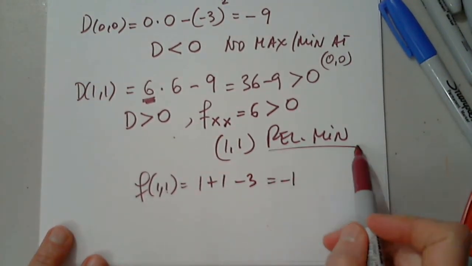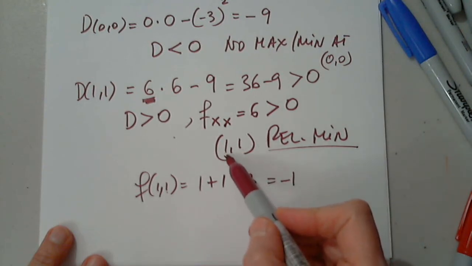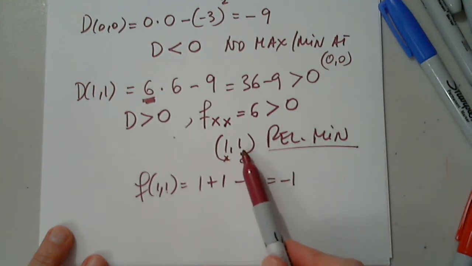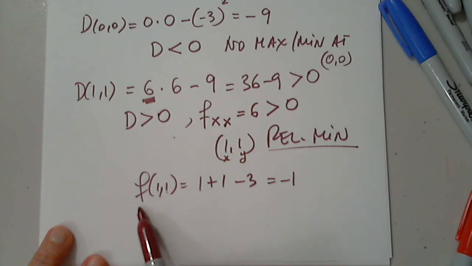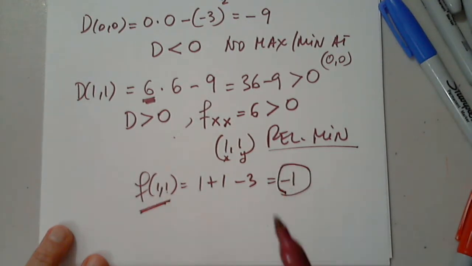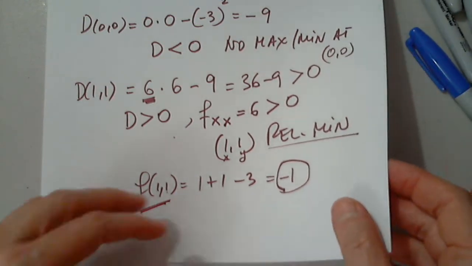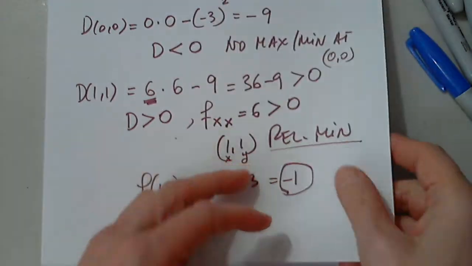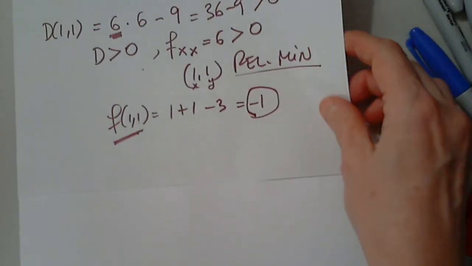So the relative minimum is found at the point when x and y are 1 and 1. The actual relative minimum is -1. So now let me give you the entire test so you have it in your notes, and then we can choose another problem. That's all you need to do.